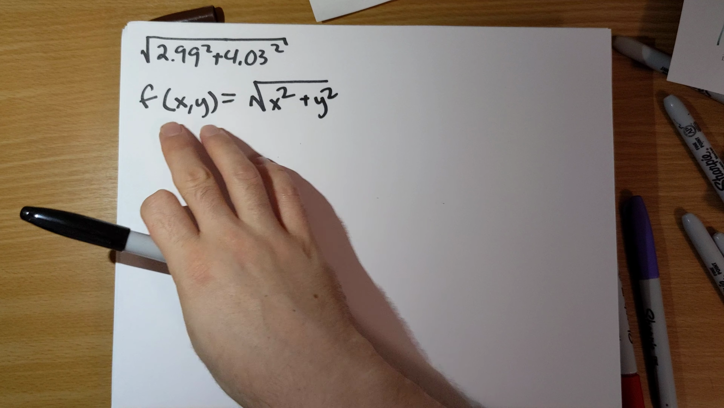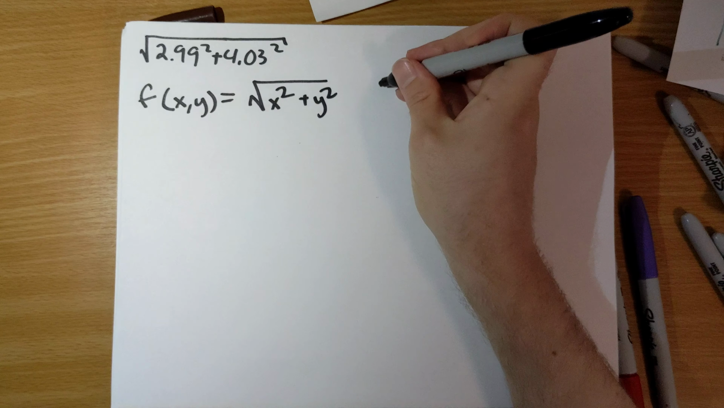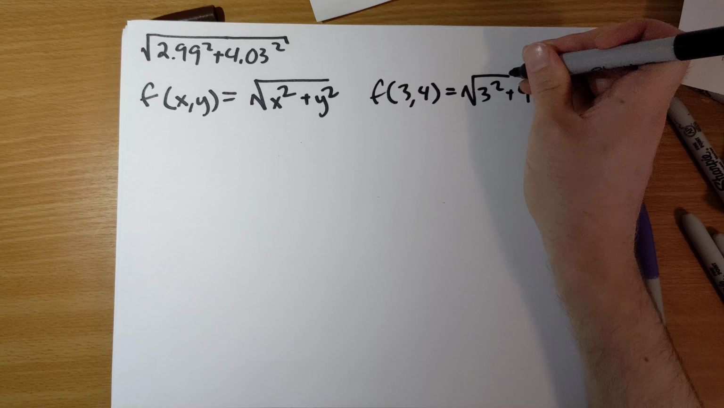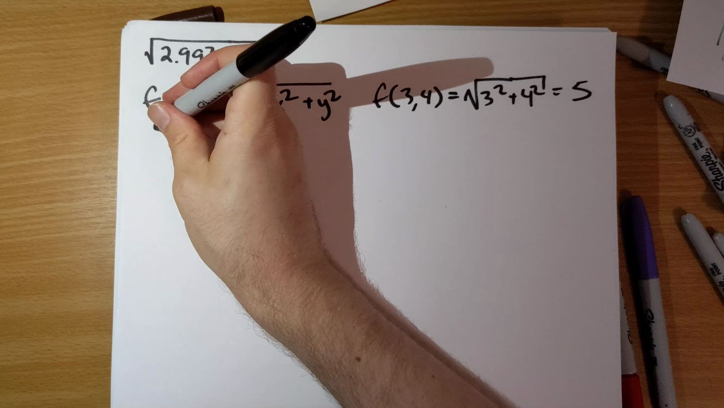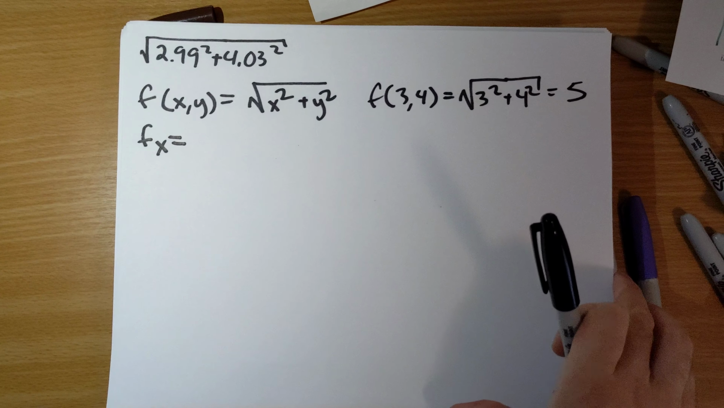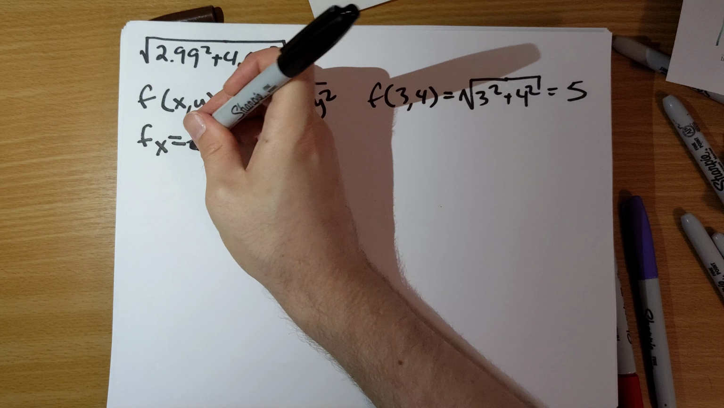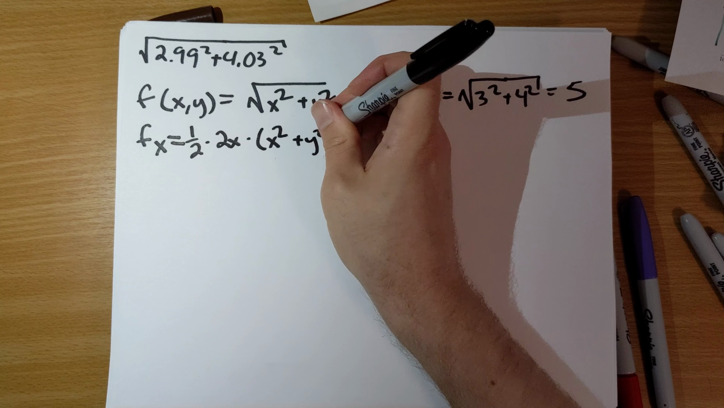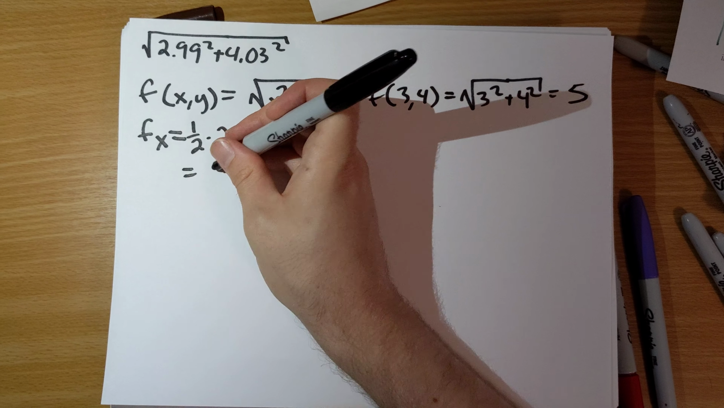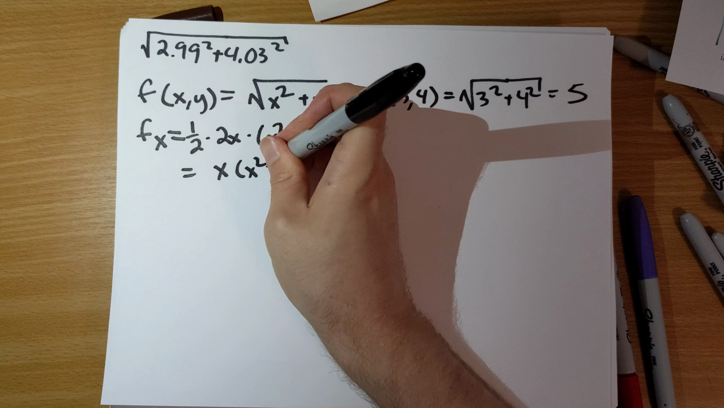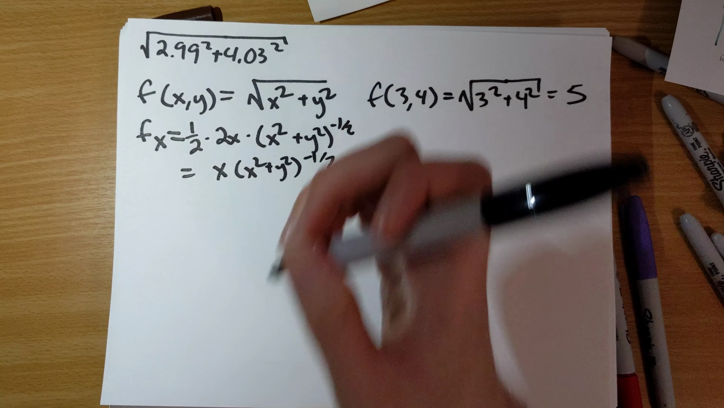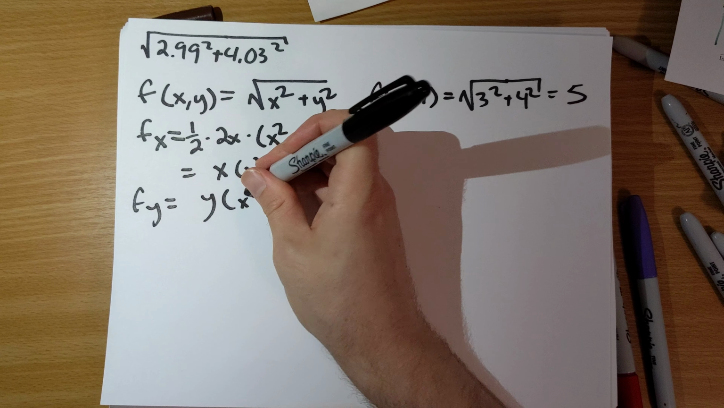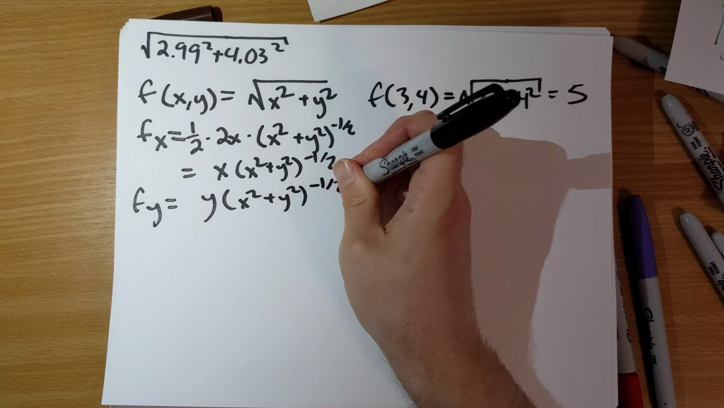Plug in 3 and 4 for x and y. Will be our f of 3 comma 4. Square root of 3 squared plus 4 squared is 5. Okay, partial derivatives. The x partial derivative will be 1/2 times 2x times x squared plus y squared to the minus 1/2 power. So that's x times x squared plus y squared to the negative 1/2 power. The y partial derivative will be y times x squared plus y squared to the minus 1/2 power.